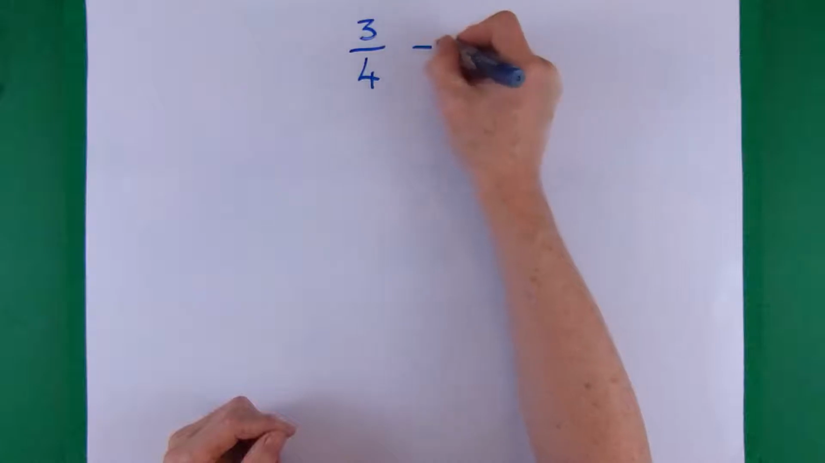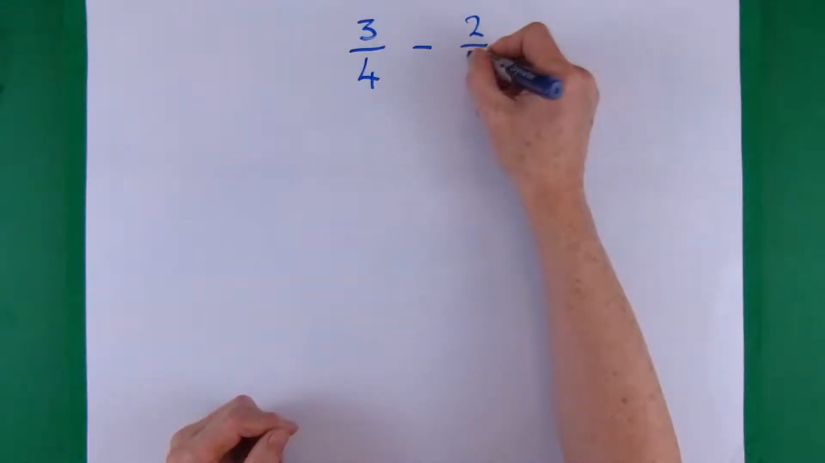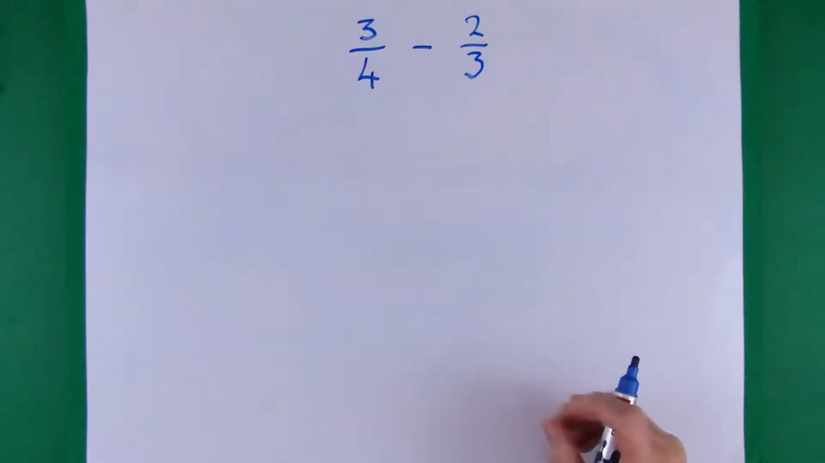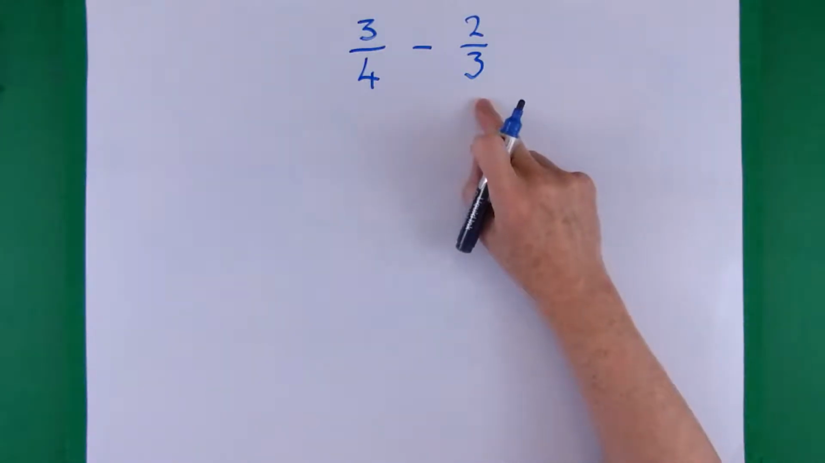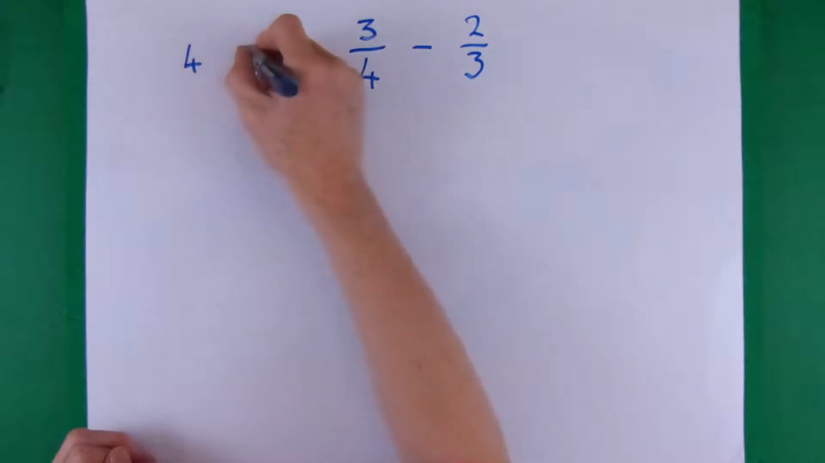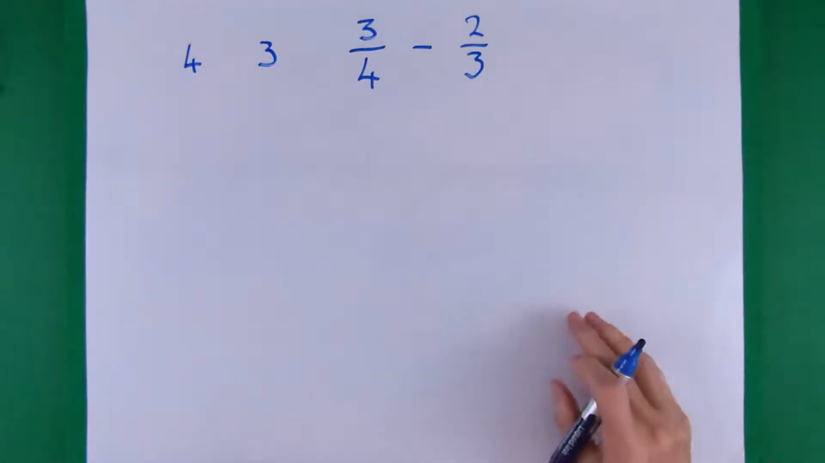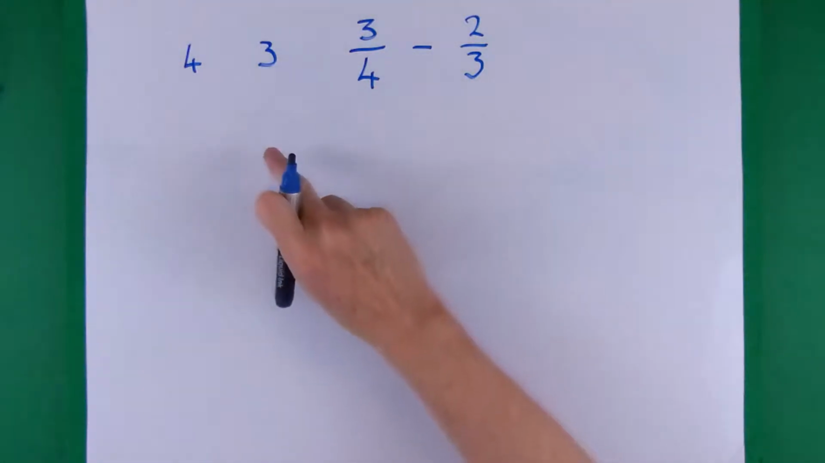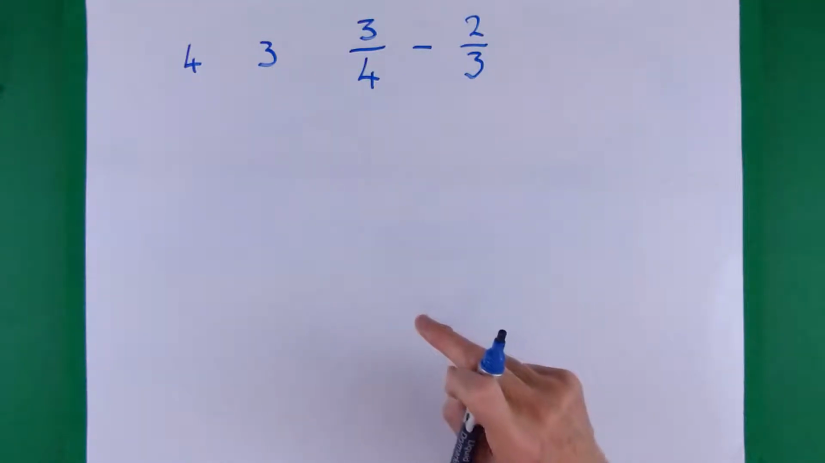3/4 take away 2/3. We're doing quarters and thirds, so we need part of the 4 and 3 times table. So could you press pause and do part of the 4 and 3 times table till you get the same number in both.